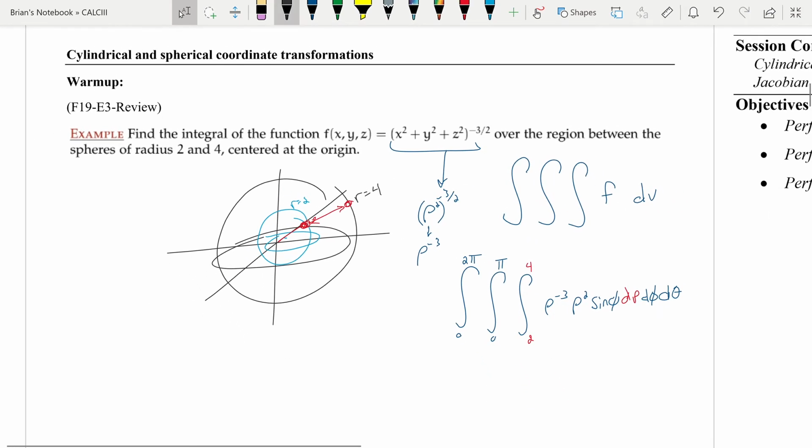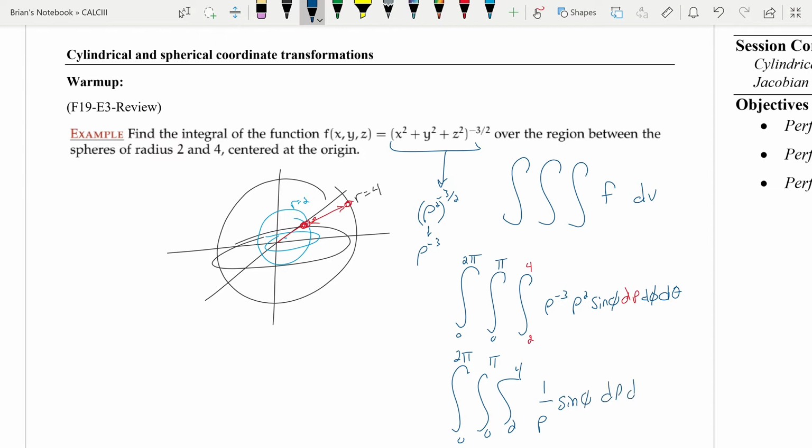Which then, of course, our integral simplifies. Whoa, that's kind of cool. Our integral simplifies into the integral from 0 to 2 pi, 0 to pi, 2 to 4 of 1 over rho sine of phi d rho d phi d theta.